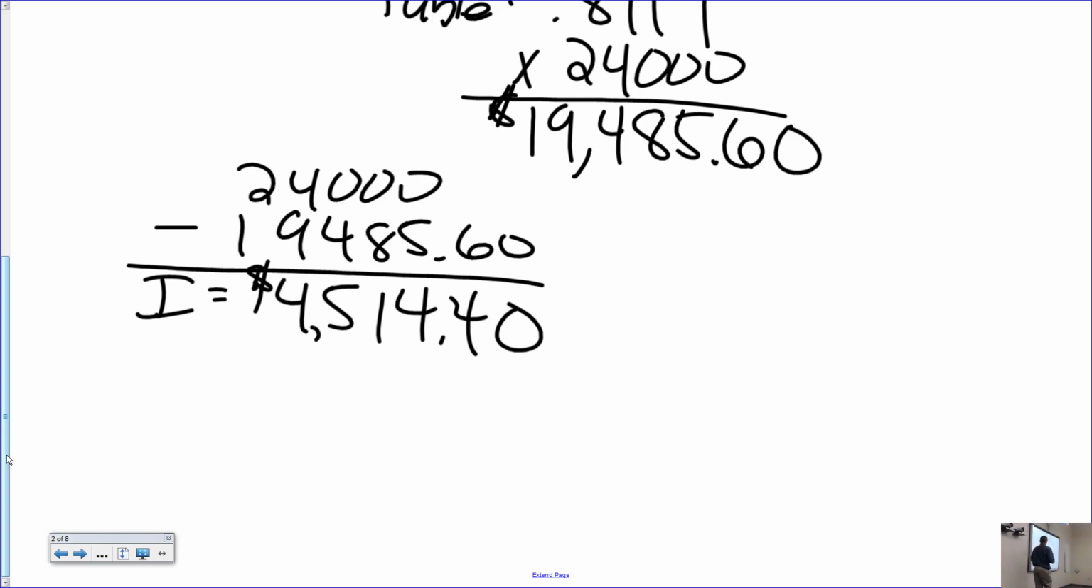Is that a dollar sign or a one? It's a dollar sign. Okay. It's just a sloppy dollar sign. Sorry. All right, not bad?